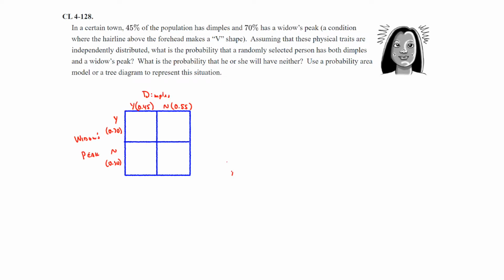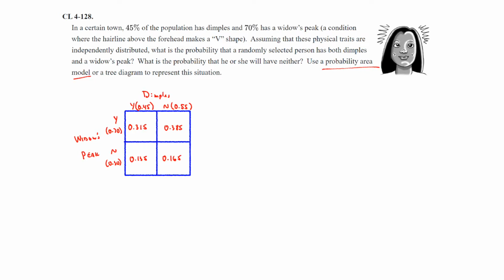So I went ahead and decided to set up the area model for this one. I put dimples on top, yes, 0.45, no, 0.55. Remember that has to add up to 1. And then widow's peak on the left, yes, 70%, so 0.70, or no, 30%, 0.30. And then I'm going to go ahead and multiply those together to finish off the area model. So as you can see, I went ahead and finished off the area model.